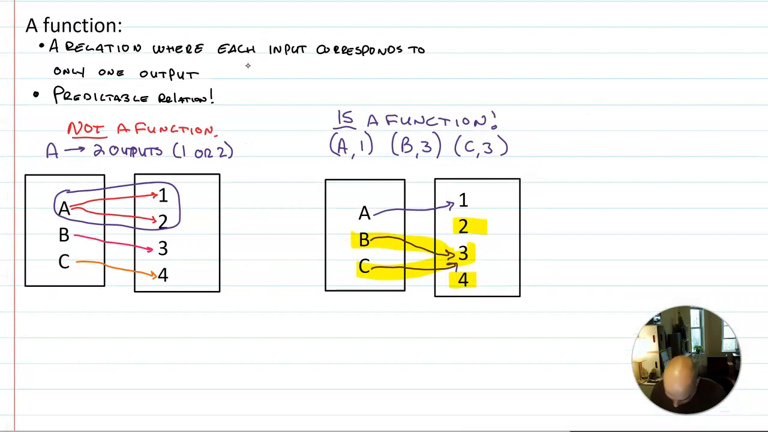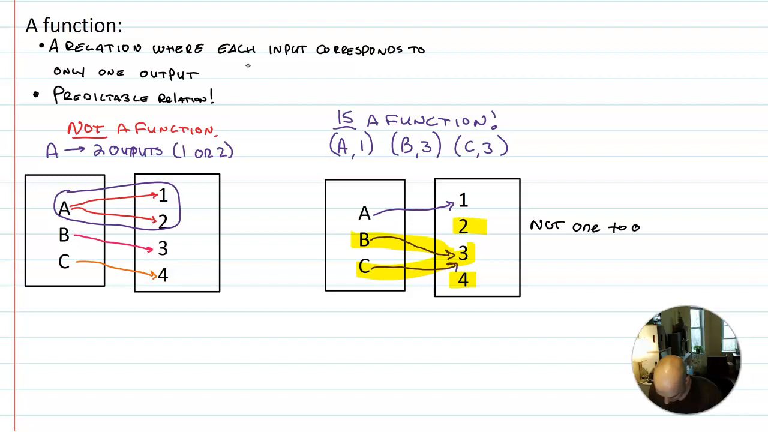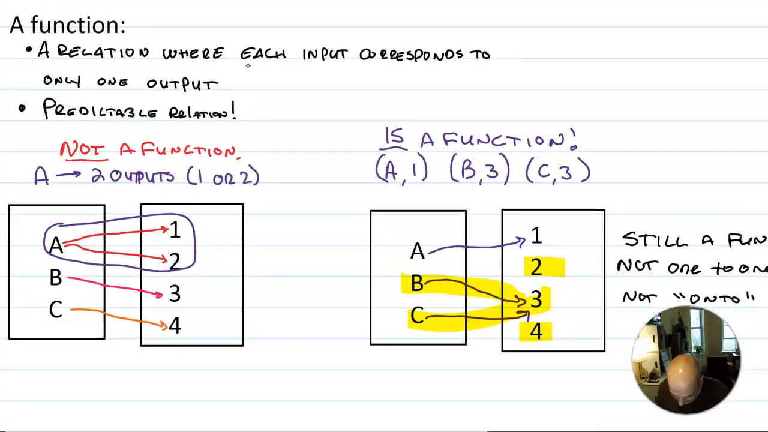And so this function is not one-to-one, and it's not onto, but it is still a function. So oftentimes people mix those things up. When we say is something a function, we really mean that each input corresponds to only one output, and that's the only rule for being a function.